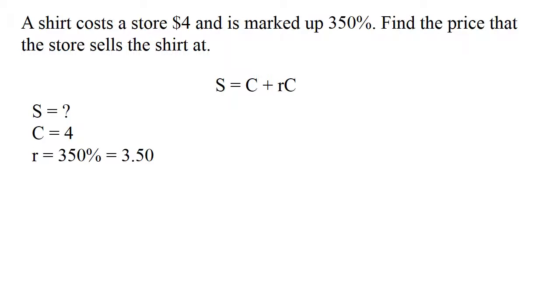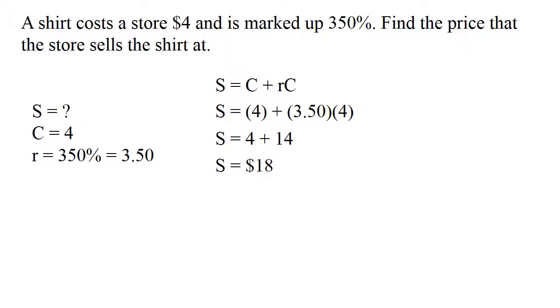So I'm just going to put that information over here. Again, 350% would translate to 3.50 as a decimal. And I'm just going to fill in those values into the formula. So I'm going to change C to 4, and I'm going to change the R to 3.50. And now we'll notice S is already by itself, so we just have to calculate this. 3.50 times 4 gives us 14. 4 plus 14, $18 is what they sell the shirt for.